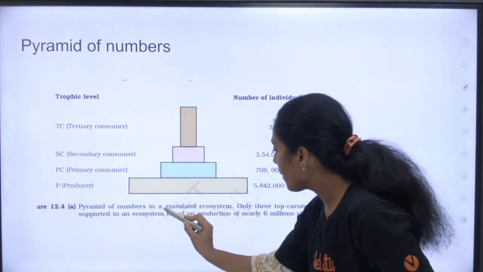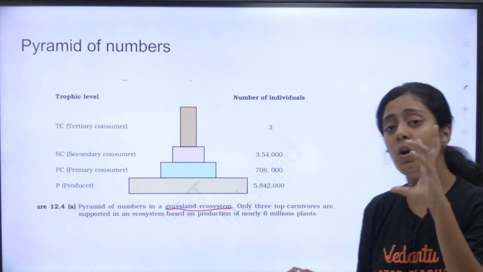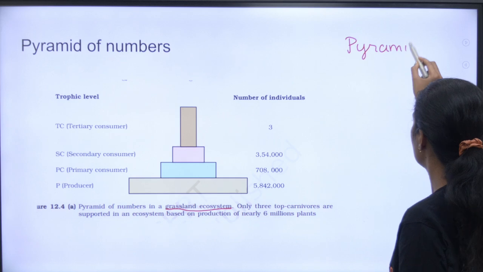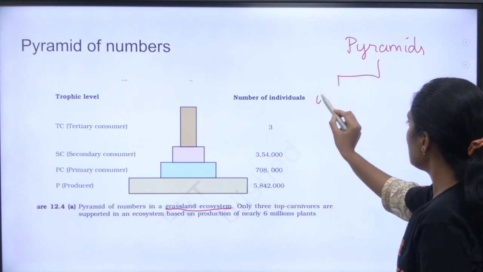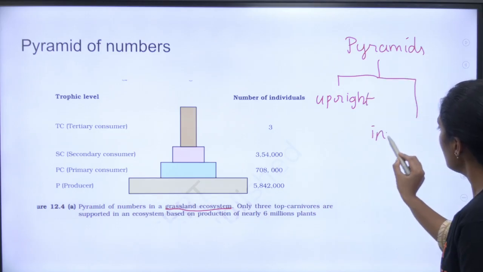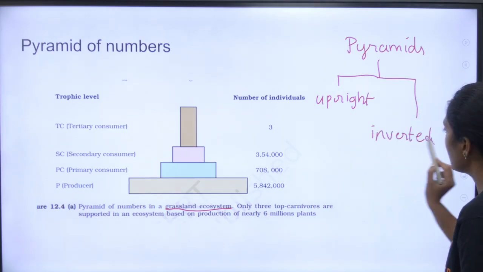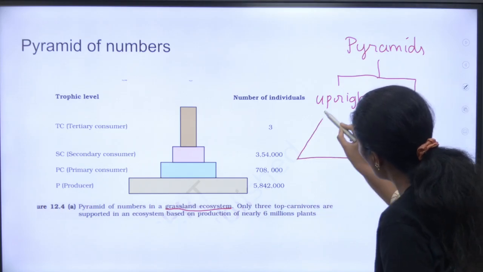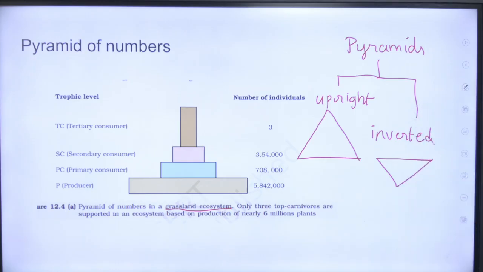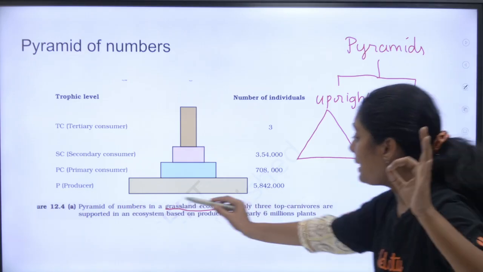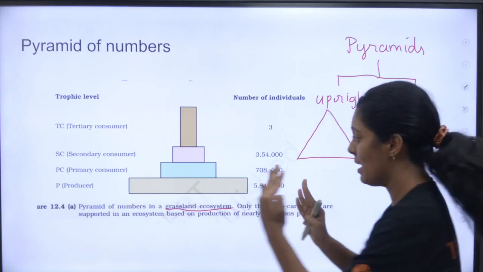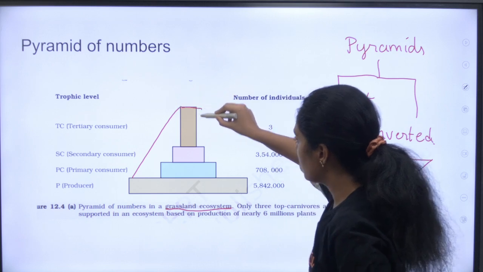So this is the pyramid of number in a grassland ecosystem. ஒன்னு மட்டும் ரொம்ப தெளிவா புரிஞ்சுக்கோங்க பசங்களா. Pyramids can be of 2 types. One is upright, another one is inverted. Upright na enna, pasangla? The base is more broad, right? Inverted na mela irundhu ipdi keela. So remember, the pyramid of number in a grassland ecosystem is an upright pyramid. You see this? It looks something like this.